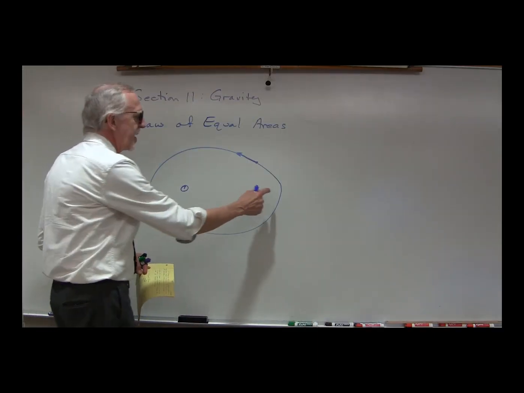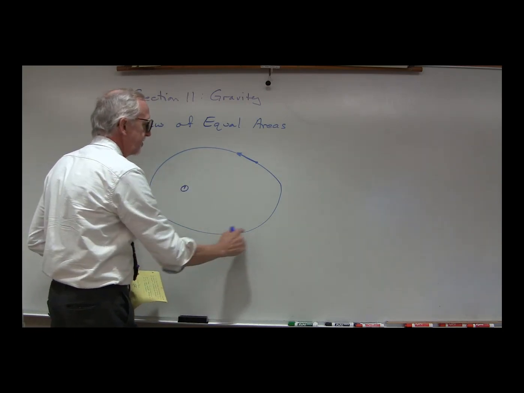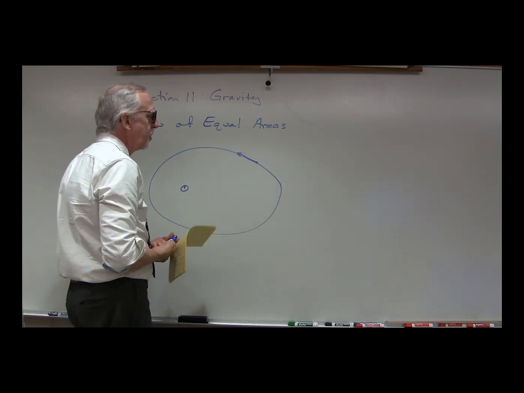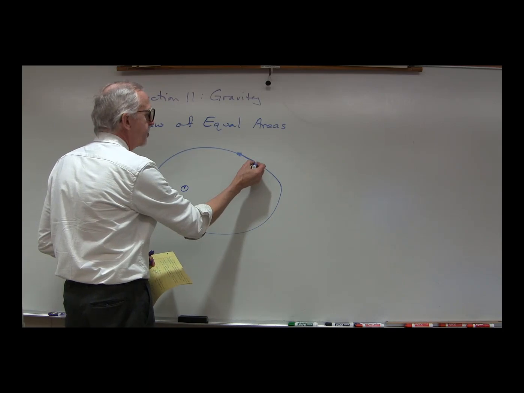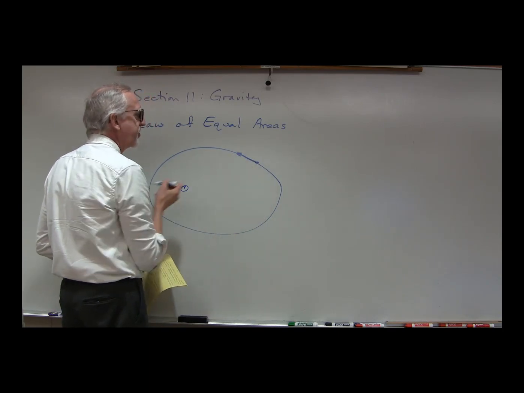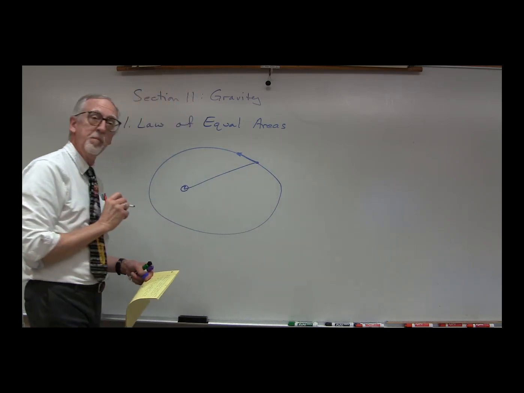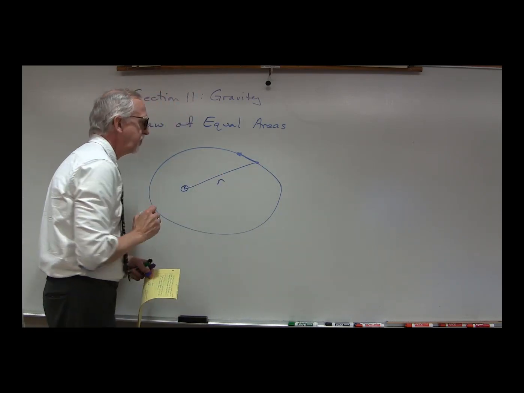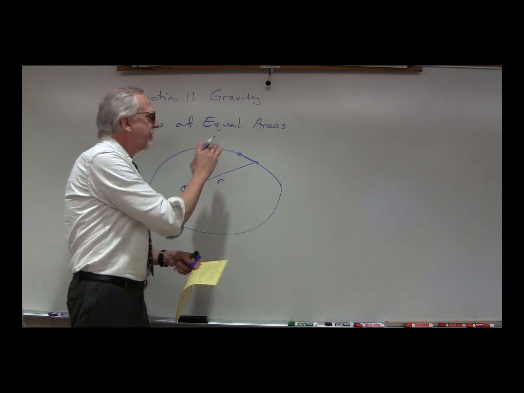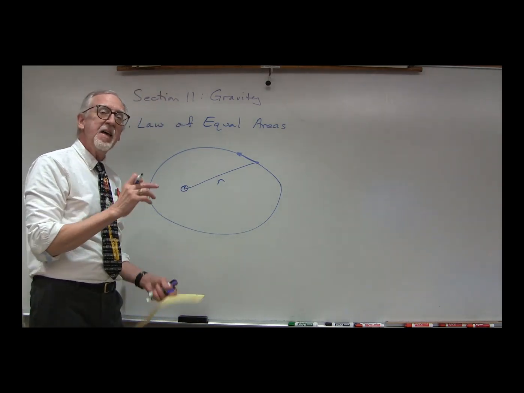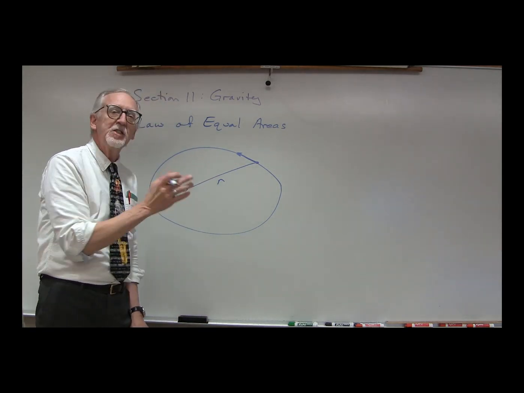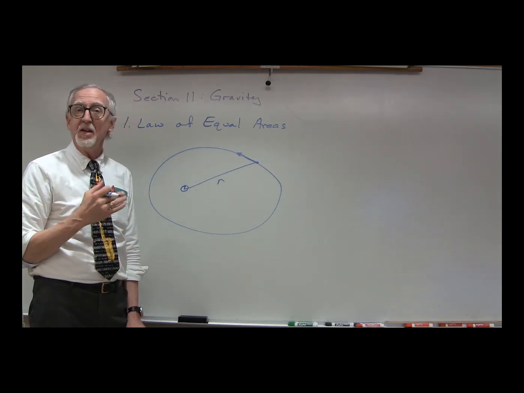So let's imagine we've got a planet going around the sun here in an ellipse. At some instant in time, imagine the planet is here and it's moving in this direction. So it's at some distance r from the sun. Here's r. Now, what does the law of equal areas state? It states that the line from the sun to the planet sweeps out equal areas in equal times.